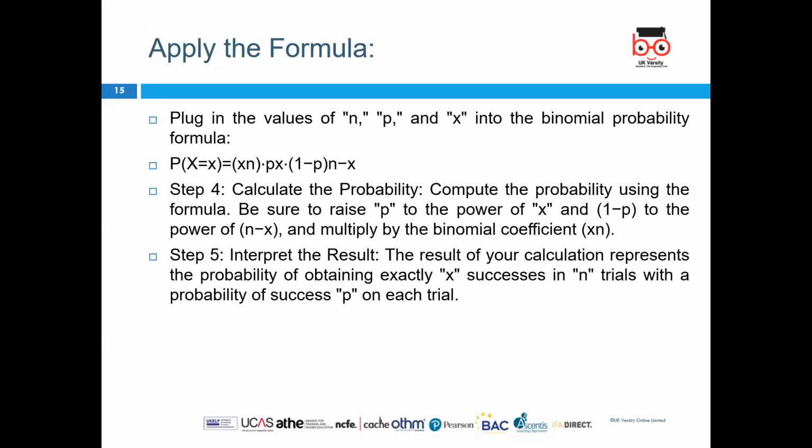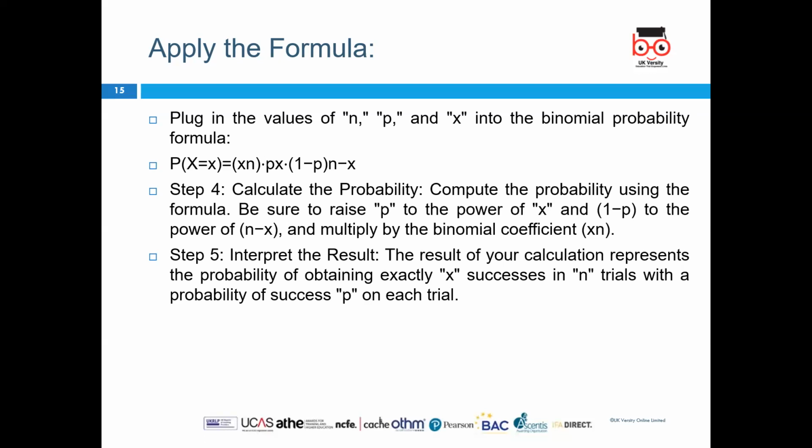So when you plug in the values of N, P, and X, you get the value of the probability of success. So remember here, P varies between 0 and 1. So P plus 1 minus P should be 1. So when calculating the probability using the formula, make sure to raise P to the power of X and 1 minus P to the power of N minus X and multiply by the binomial coefficient Xn. So that is a fixed mathematical formula. You just need to plug in the values of different parameters and then you will get the answer for the probability.